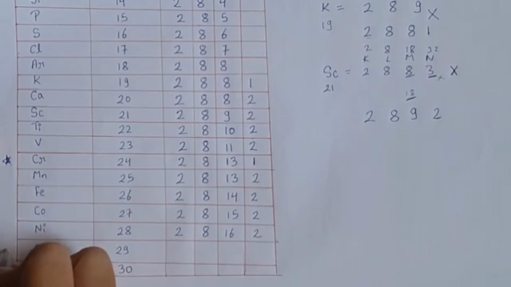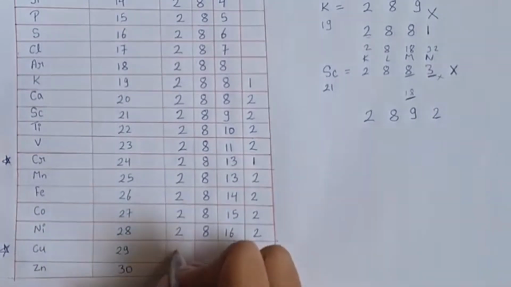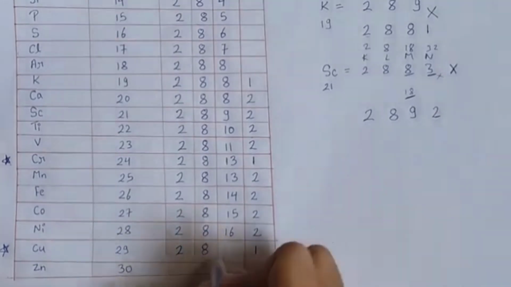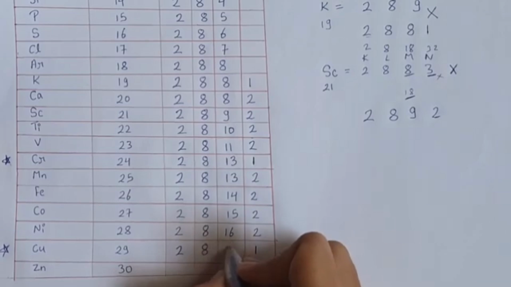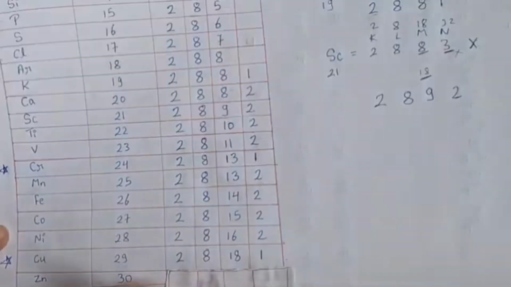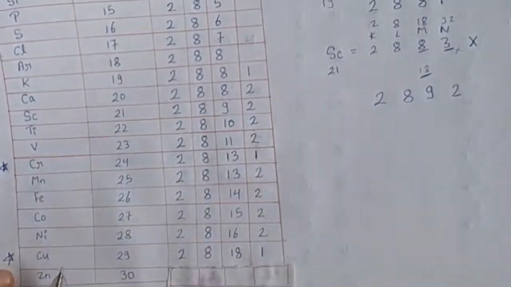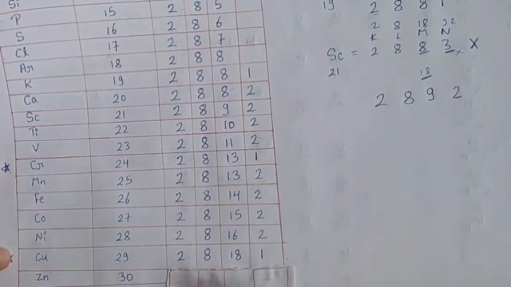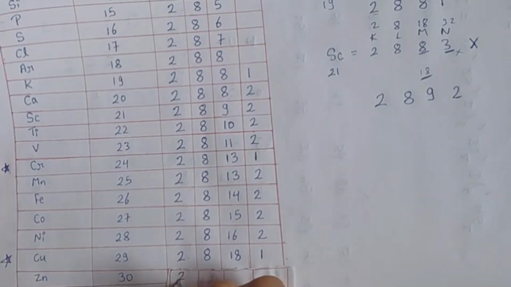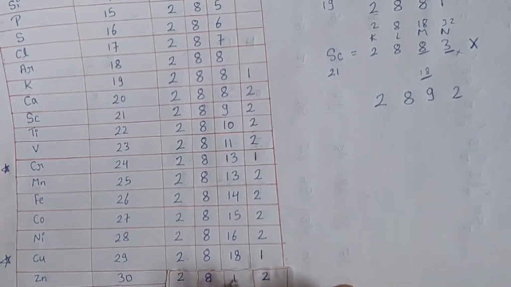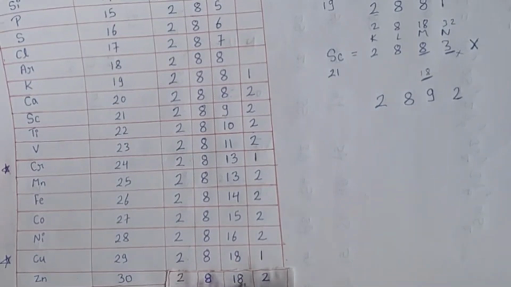Next copper, this is also an exceptional case, 2, 8, here I'll take 1. So here it should be 17, but I'll take 18. Instead of 17 I'll take 18. Here chromium and copper are two exceptional cases. They do not follow any rule. So the next, the 30th element, is the zinc element. The atomic number is 30. 2, 8. So again 2 in N, and the remaining we get 18 in the M shell. So the electronic configuration of zinc is 2, 8, 18 and 2.